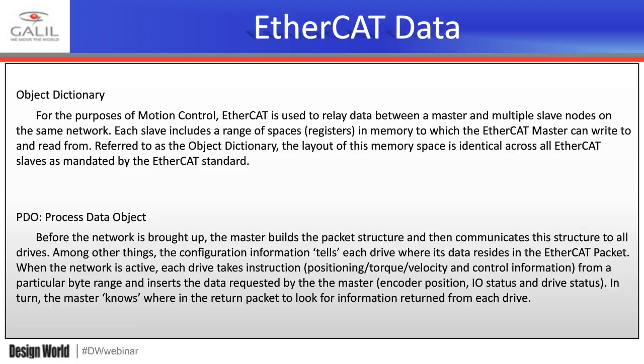So before the network is brought up, the master builds the packet structure, essentially telling each drive where to look in the EtherCAT packet for its information. So say the first drive on the line is told, here's the incoming packet, look at the first 18 bytes in it. And the first 2 bytes will be this. The next 4 bytes will be that, and how to route them. So the next 4 bytes will go to that position register. The next 4 bytes will go to the digital output register. And then once the drive receives that sync pulse, now it executes those commands.